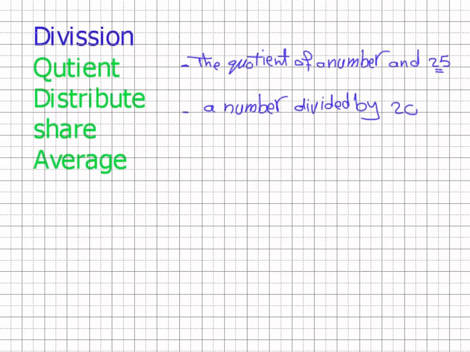The words that lead to division: quotient, distribute, share, or average. Here, the quotient of a number and 25. A quotient means divide. I will divide this number x by 25. Here, a number divided by 20. If I say divided by, it also means divide. A number, maybe y, divided by 20, or we can write it as y over 20. It's the same, this slant line also means divide.